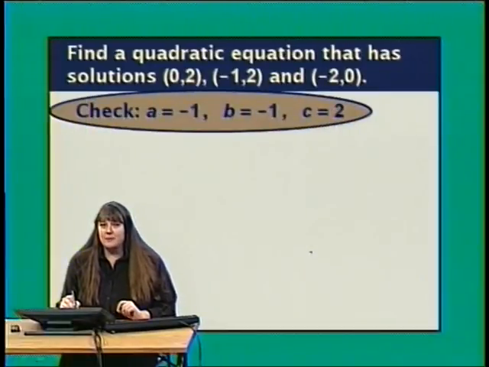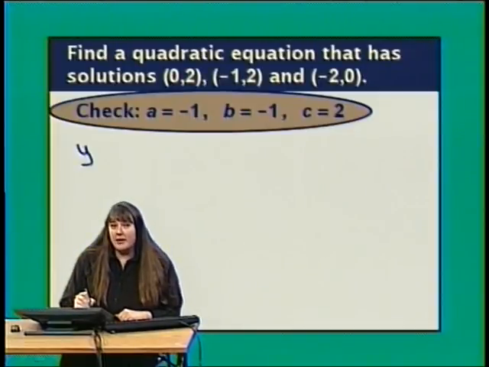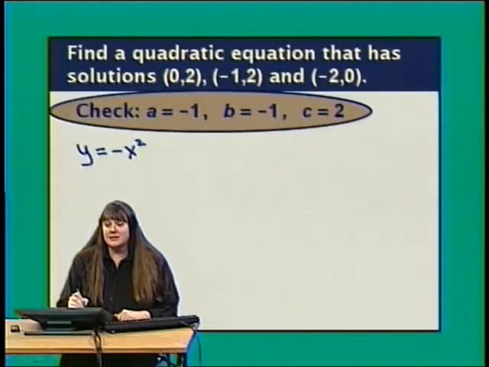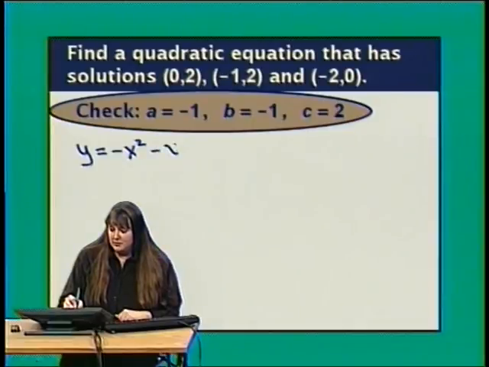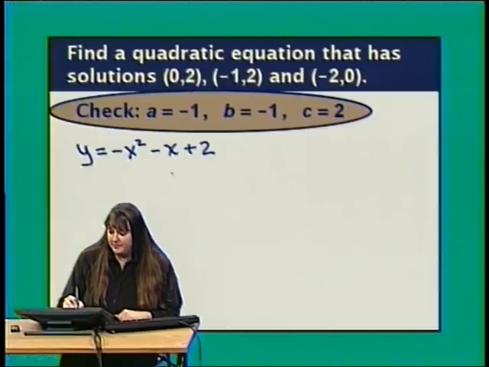and c is 2. So our quadratic equation would be y equals ax squared, that's negative 1 times x squared, so the opposite of x squared, plus bx, that's negative 1 times x, so minus x, plus c, which is 2. Now I need to check that the three solutions I was given actually do satisfy the equation I came up with.